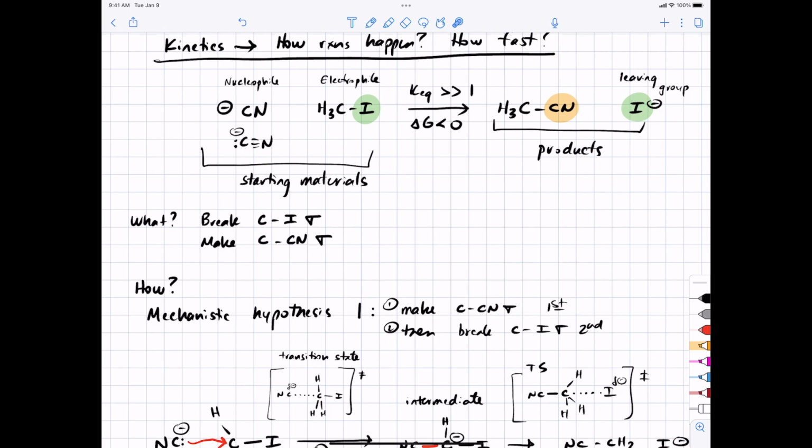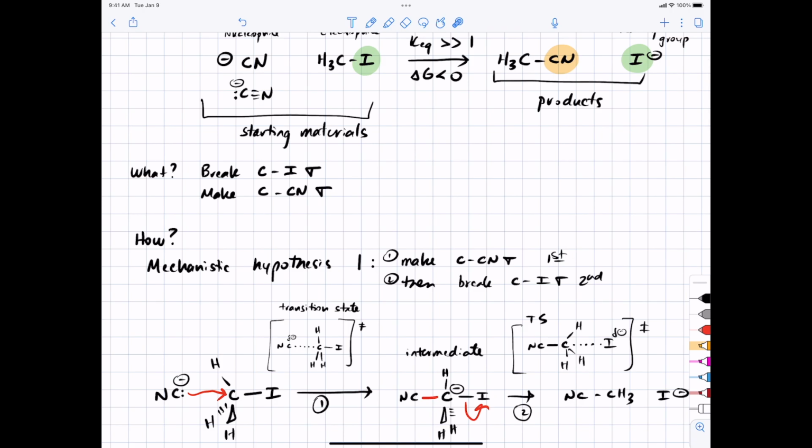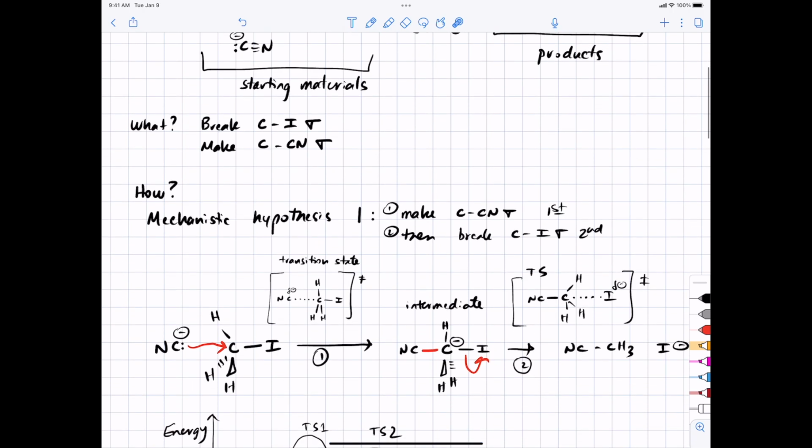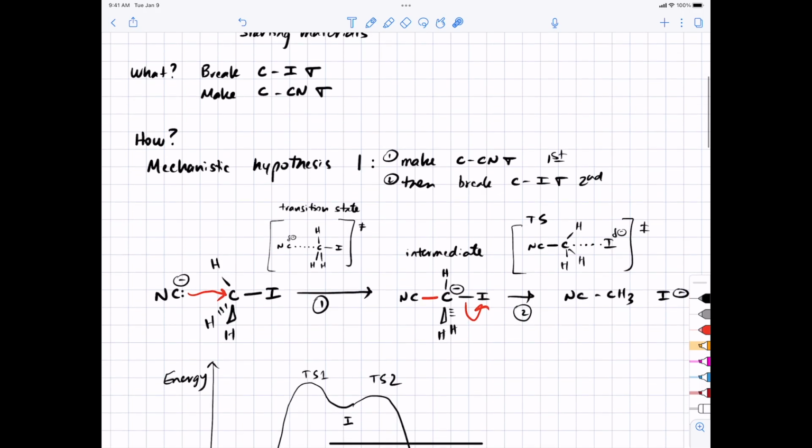In particular, though, if the bonds you make are more stable than the bonds you break, that's the driving force for going forward, but that's an issue of thermodynamics. The issue of how and when and how fast is an issue of kinetics. So we envisioned at least a couple of mechanistic hypotheses.